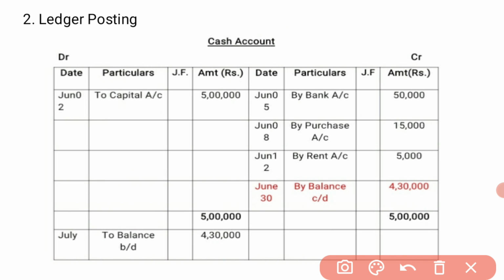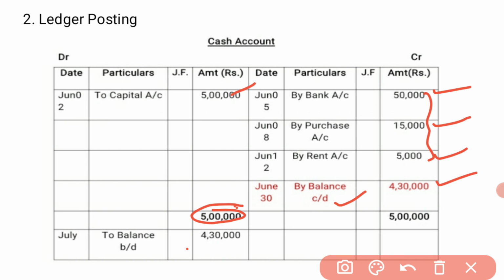Then after that, by entering the transactions from the journal, make the total of both sides. Means this is the debit amount and these three are the credit amount. So highest or total amount is more in debit side, that is 5 lakh. But here 50,000, 15,000 and 5,000. Only here 70,000 is there. So remaining balancing amount here we have to write as by balance carried on. By balance carried on means it is to be forwarded to the next month.